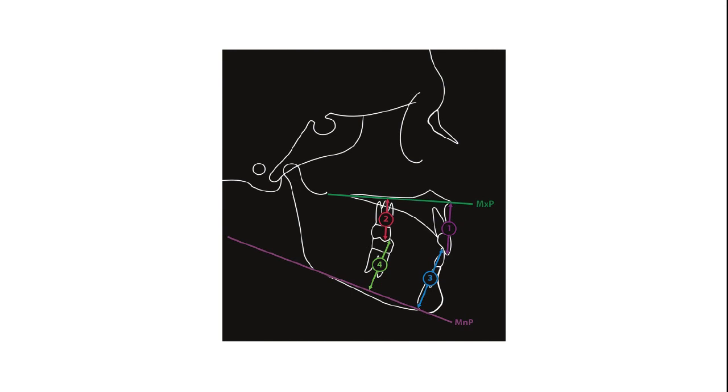So finally, we could consider posterior mandibular dental height. Posterior mandibular dental height is measured from the mesiobuccal cusp tip of the mandibular first molar to the mandibular plane. In males, the normal value is 34 plus or minus 3 millimeters, and in females, the normal value is 33 plus or minus 3 millimeters.